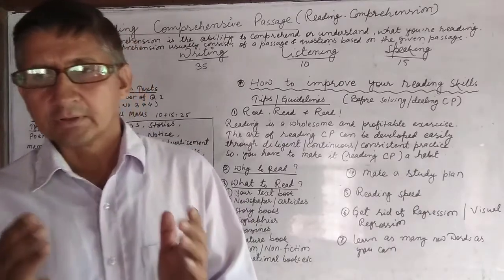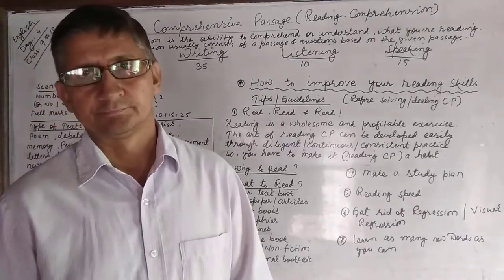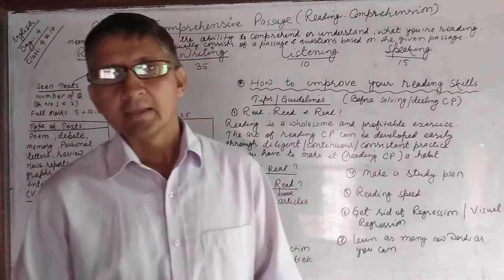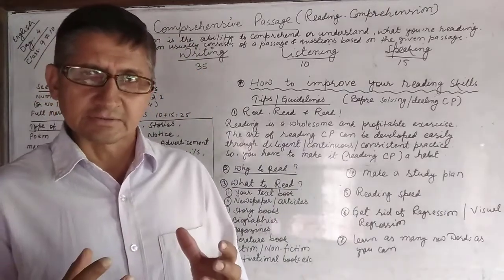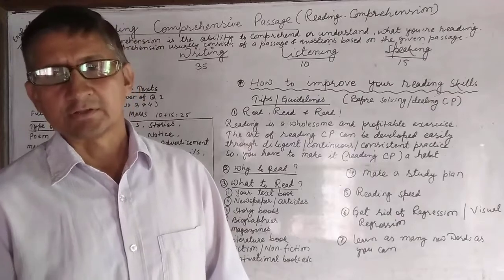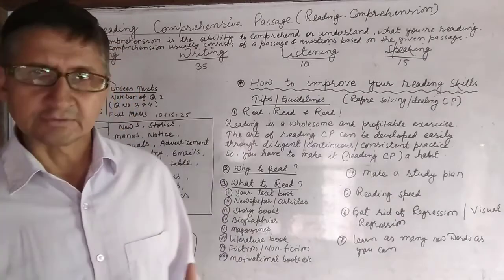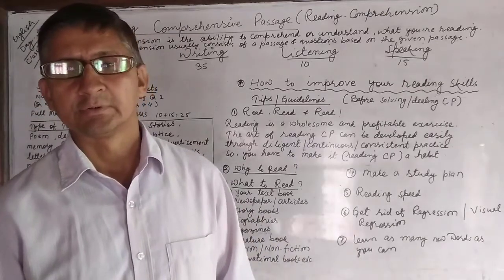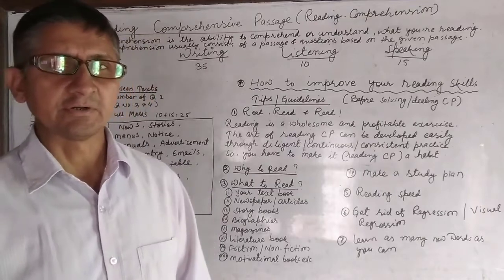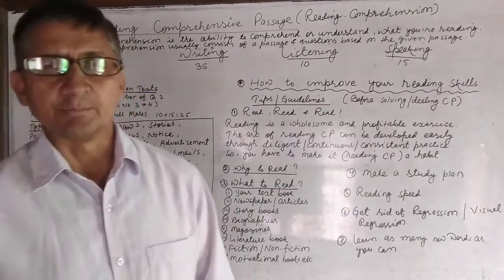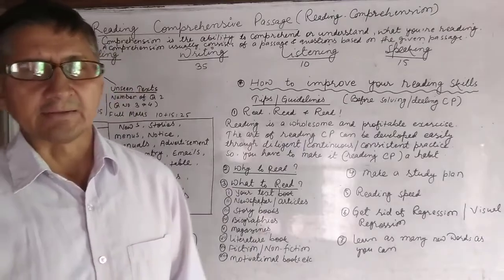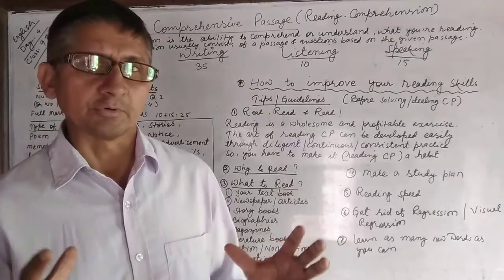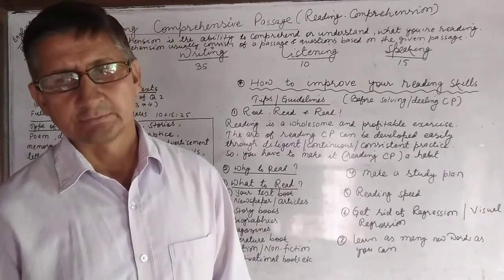Choose the topic of your interest while reading. If you are interested in sports, read books, articles, or magazines related to sports. If you are interested in science, read science articles, science books. If you are interested in literature, you have to select literary books. Read the literary articles in the newspaper. In this way, you have to read a variety of subjects.